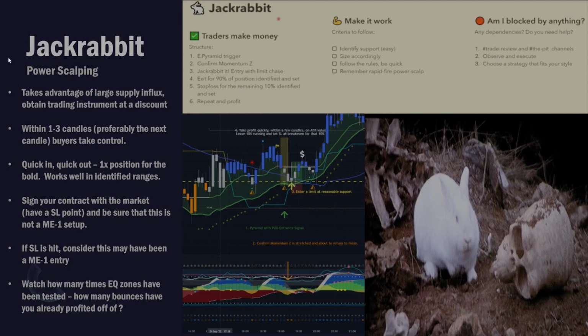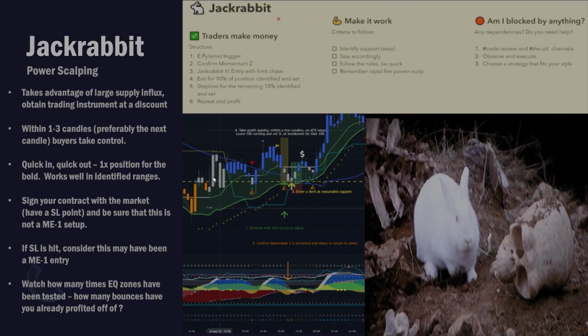So the way I see what's happening here, you take advantage of a large supply influx, and you obtain the trading instrument at a discount within 1 to 3 candles. Honestly, preferably the next candle is when you see it reverse. To me, that's a jackrabbit, because it just seems to be how that strategy was intended to work out. It's more in ranging or slightly uptrending markets, small uptrends, and you see these pyramids print above baseline 1. To me, that's the best jackrabbit.